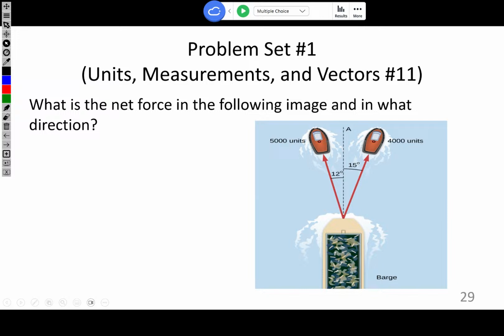What I am going to do, I want you all to think about this. I've got 2 vectors here. I've got a boat pulling up to the left with an angle of 12 degrees. I have on the right a boat pulling up to the right with an angle of 15 degrees. I want you all to see if you actually have a sense of how to solve this without me doing anything. So just spend like 30 seconds and think about how would I solve this.